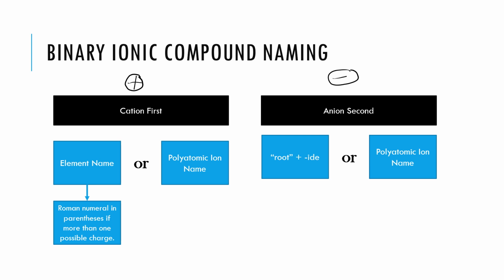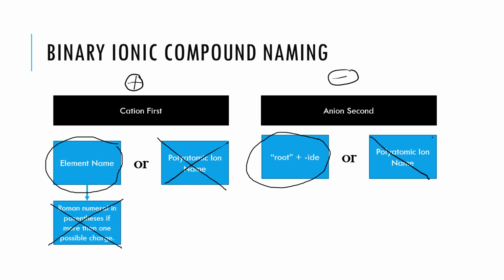Now, today we are going to only focus on some of the rules. We're only going to focus on the element name and this portion right here, which I'll explain in a second. In later parts of this series, we'll go over some of these rules I'm crossing out. But for right now, we're just going to focus on one rule, and then we'll add these in later as we get to more and more complicated binary ionic compounds.